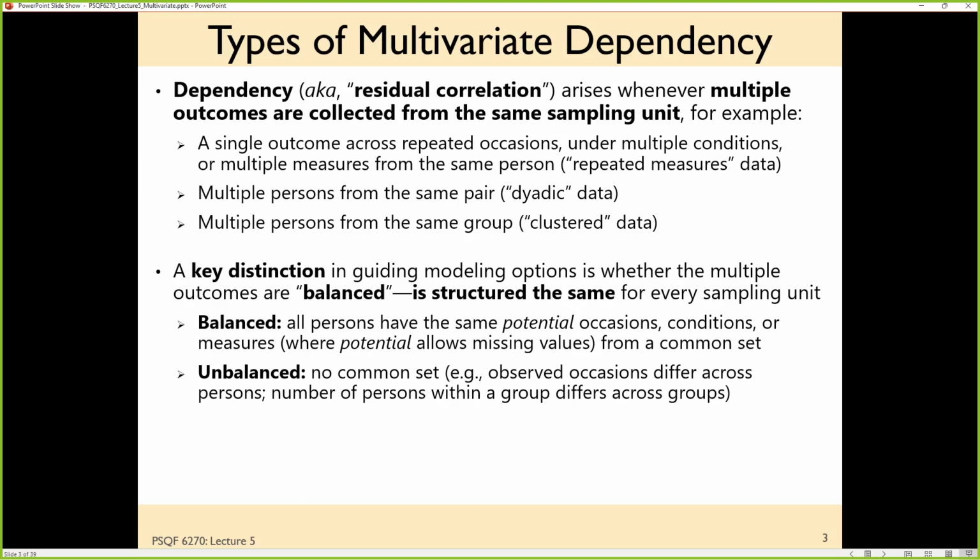So dependency is either a problem to be solved or the whole point of your research design. We are deliberately hacking the idea of dependency in repeated measures designs, because if you can hold each person as their own control, you get a more powerful test of whatever intervention or manipulation that you're doing.